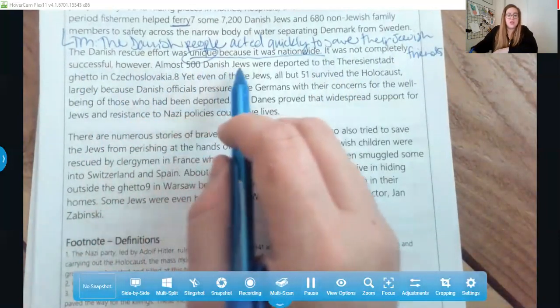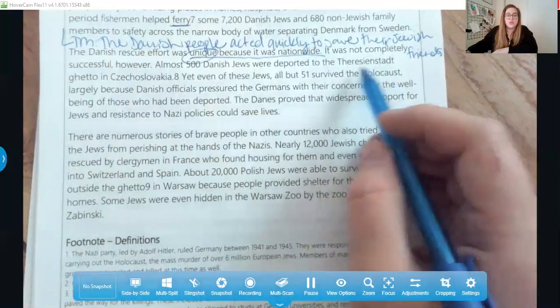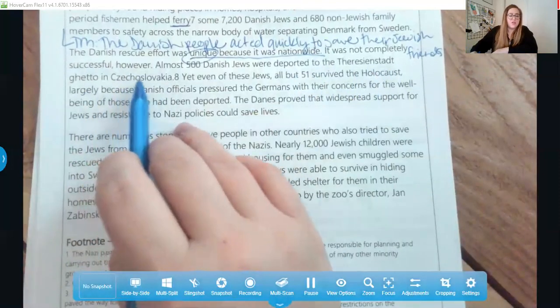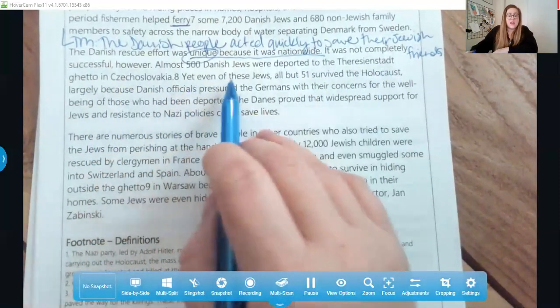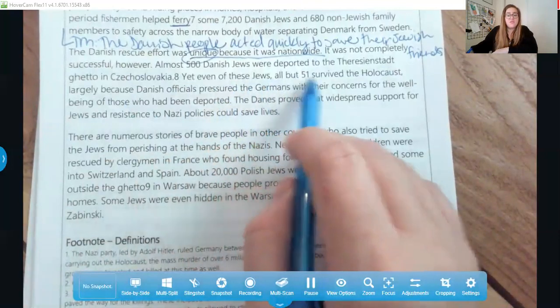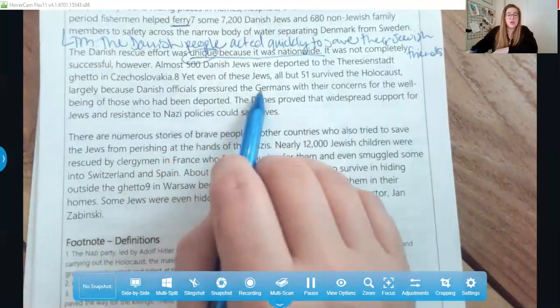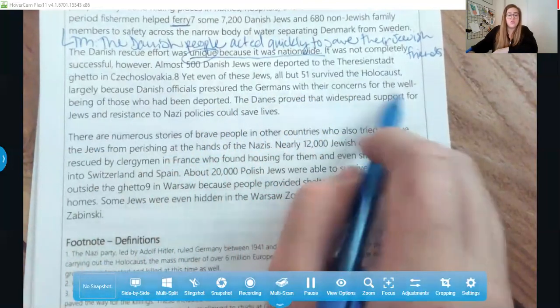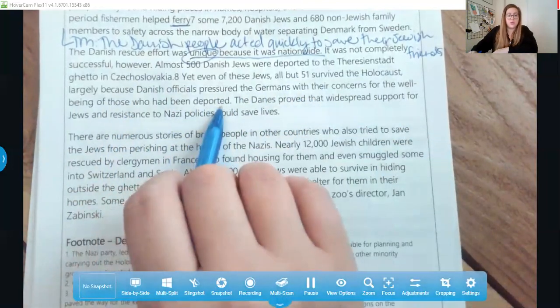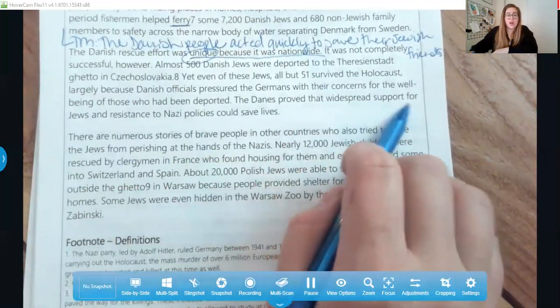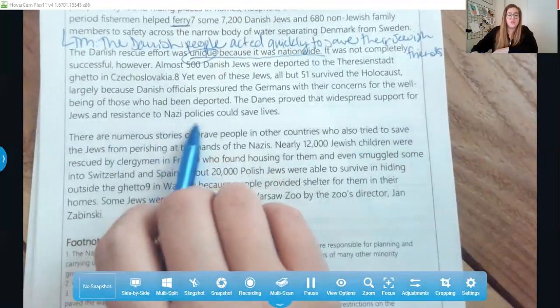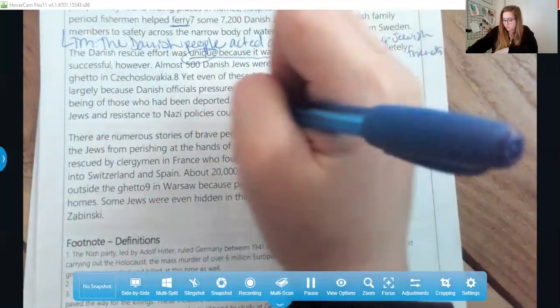Almost 500 Danish Jews were deported to the Theresienstadt ghetto in Czechoslovakia. Yet even of those Jews, all but 51 survived the Holocaust, largely because Danish officials pressured the Germans in their concerns for the well-being of those who had been deported. The Danes proved that widespread support of the Jews and resistance to the Nazi policies could save lives.